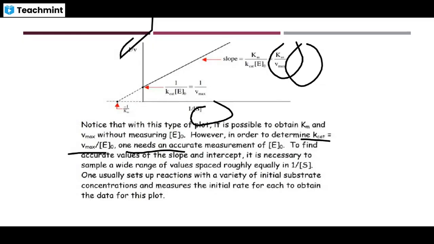To find accurate values of slope and intercept, it is necessary to sample a wide range of values spaced roughly equally in 1 by S. One usually sets up reactions with different values of initial substrate concentration and measures the initial rate for each to obtain the data for this plot. So you should take different values of 1 by S and plot with respect to rate. Then only you get the accurate slope. I think you understand.